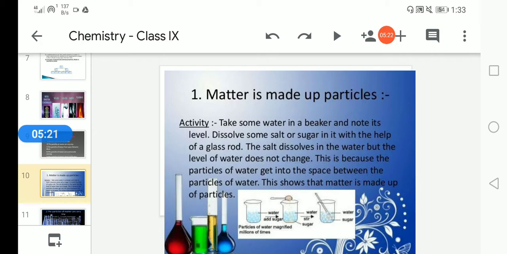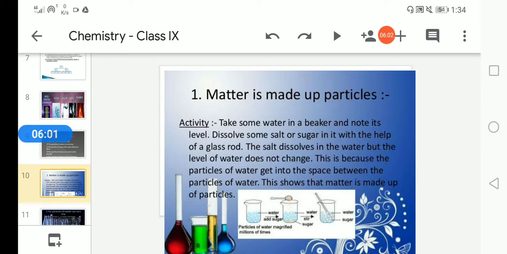The first property of matter is it is made up of particles. Here is an activity for you. Take some water in a beaker and note its level. Dissolve some salt or sugar in it with the help of a glass rod. You can see that the salt disappears, or the salt dissolves in the water, but the level of water does not change. This is because the particles of salt or sugar we added get into the space between the particles of water. This shows that matter is made up of particles.